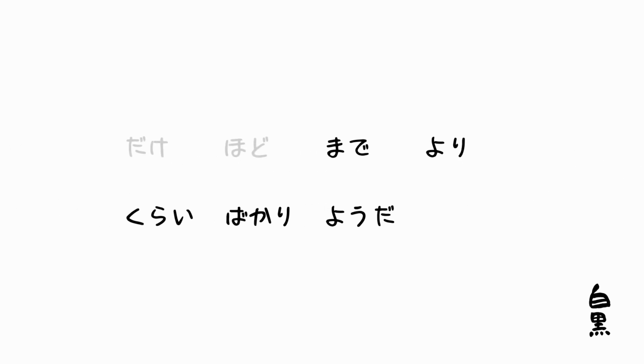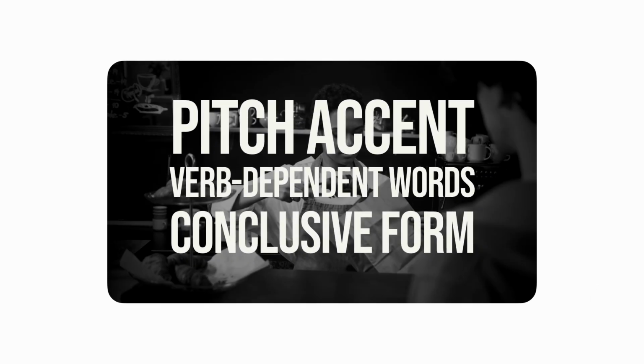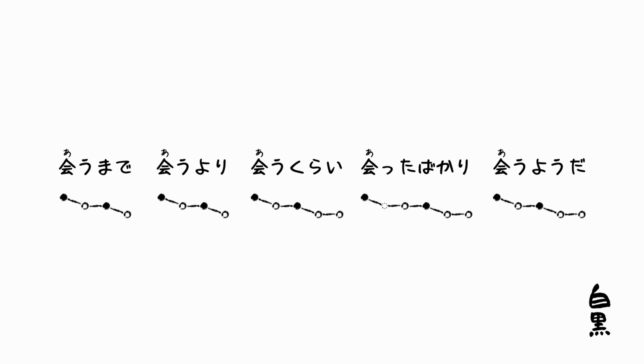When they attach to nucleus-bearing verbs, which end on a low pitch, because there are 2 pitch drops happening, the drop within the dependent word itself becomes less noticeable. I have briefly explained this in the previous episode on the shushike, so you can review that if necessary. Using au as an example, au made, au yori, au kurai, atta bakari, au yoda.